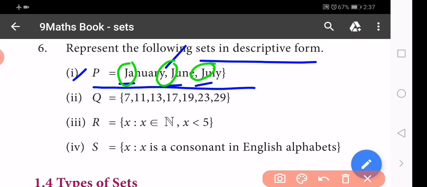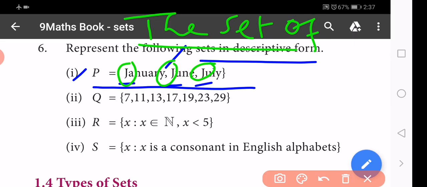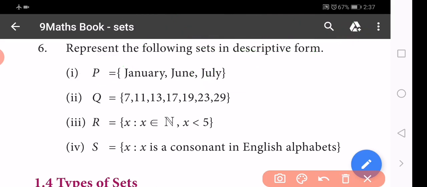In the descriptive form, we use the words starting with "the set of". That's all. After that, the set of all English months starting with the letter J. That's all. So look at the second one: 7, 11, 13, 17, 19, 23, 29.